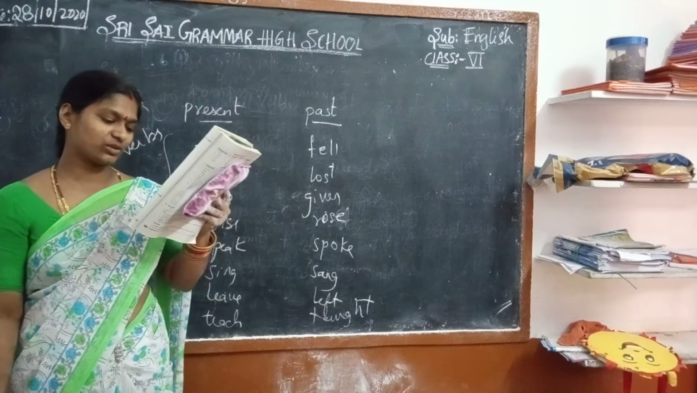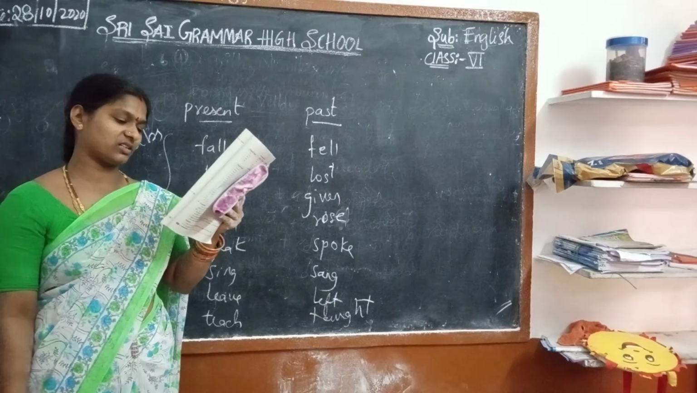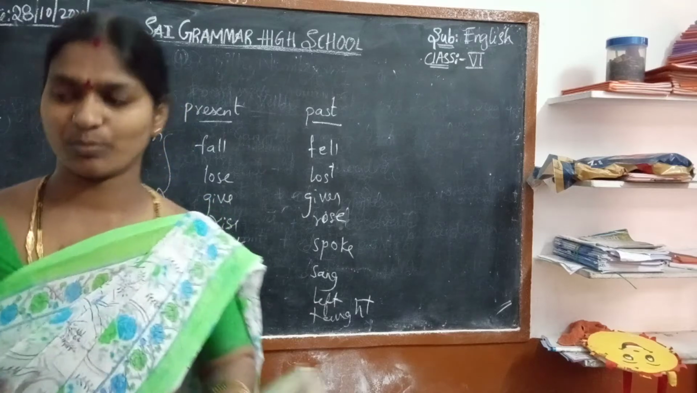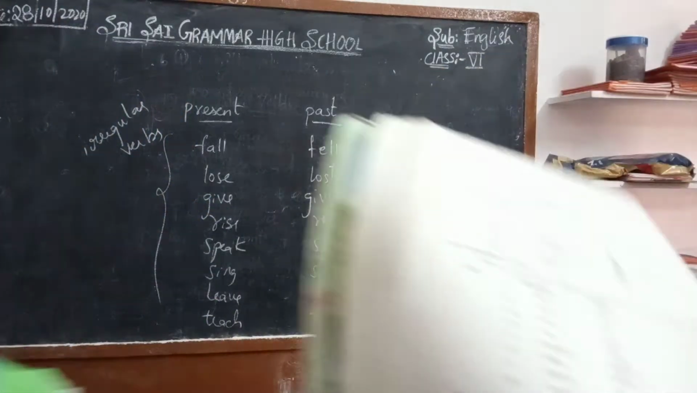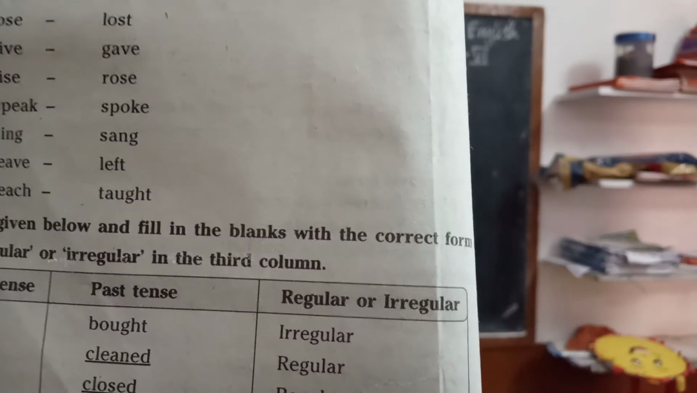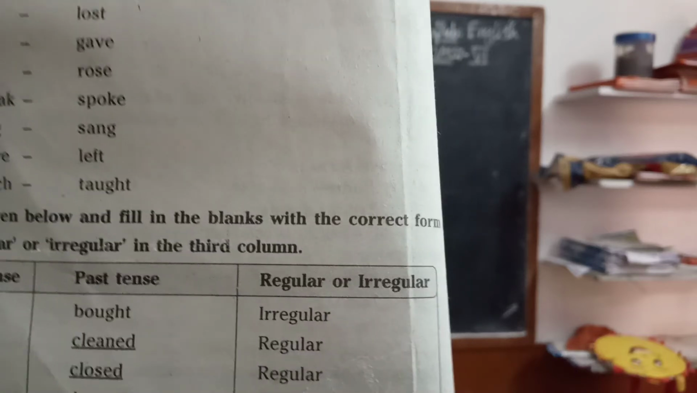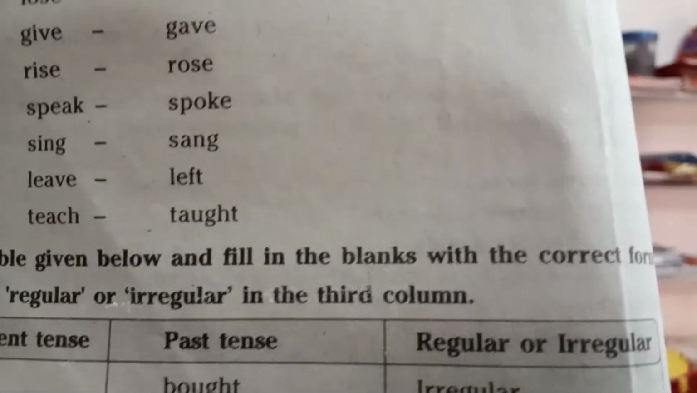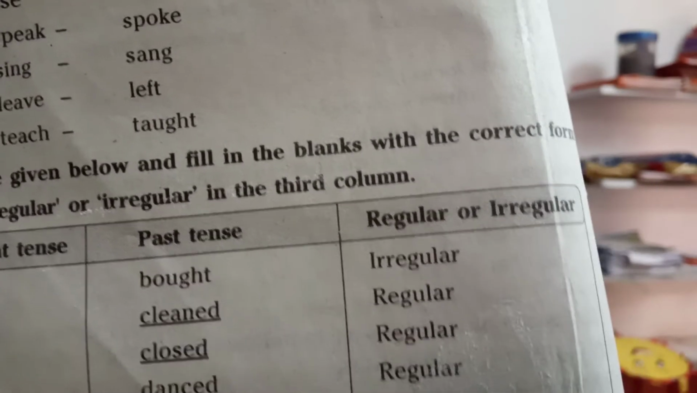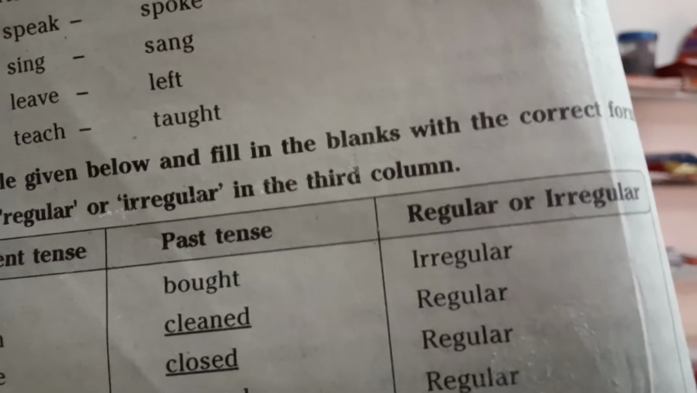Table. Here they have given some tables, past tense, present tense, and I am going to share this also. Yes. Now, read the table given below and fill in the blanks with the correct form of the verbs. Write regular and irregular in the third column. See here they have given present tense and also past tense. From this we have to find which are regular and irregular forms.